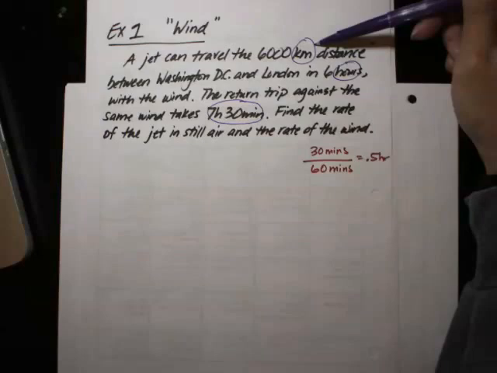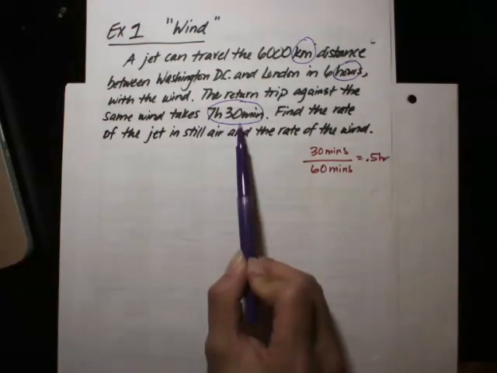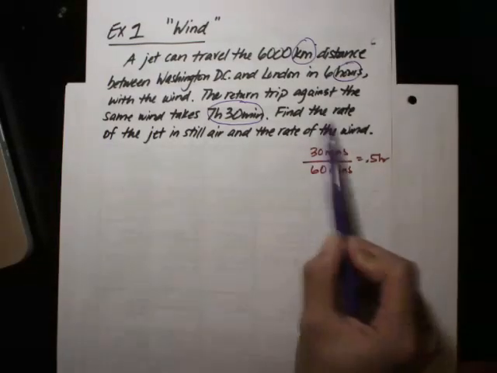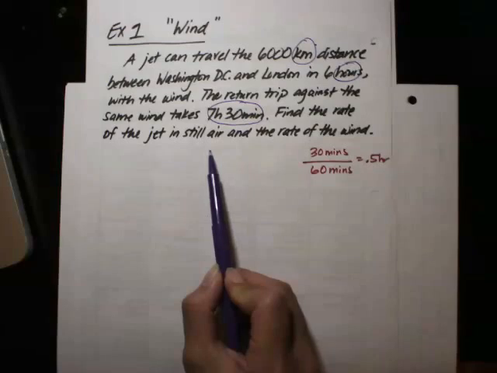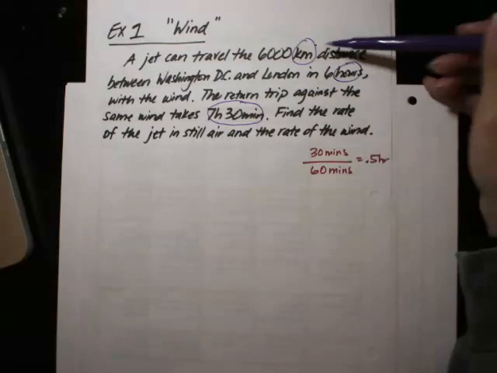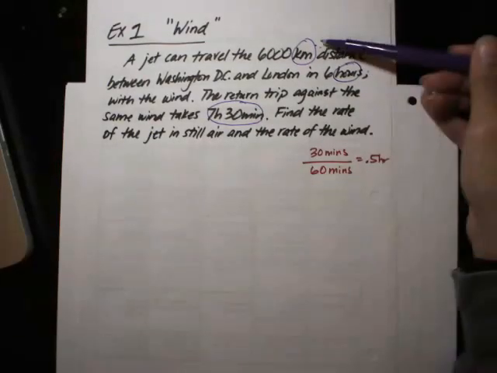Okay. If you notice, I've gone ahead and circled the unit measurements. You have kilometers, hours, and minutes. Okay, this is key. If we are looking for the rate of the jet and the rate of the wind, the rate of the jet and the rate of the wind will always be either kilometers per hour or kilometers per minute. In this case, we have to think which makes more sense.